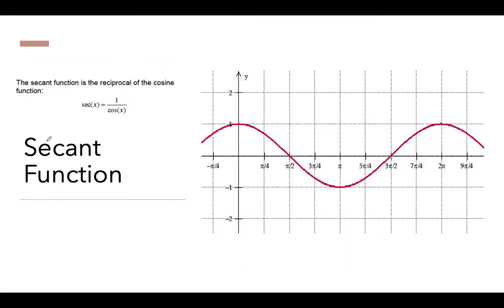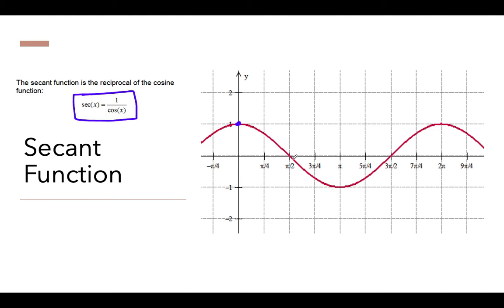Next, we have a secant function. The secant function is a reciprocal of a cosine function, and the symbol is SEC, secant. So in front of us, we have a cosine graph. Same thing, we are going to reciprocate the y value. In this case, the reciprocal of 1 is just 1.